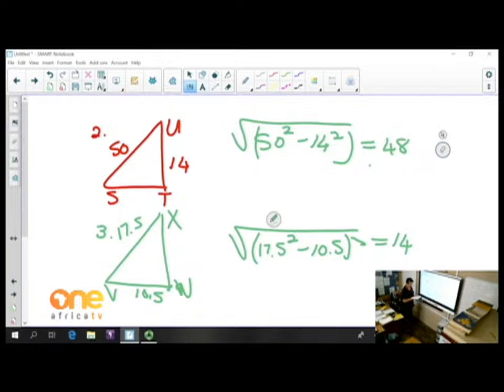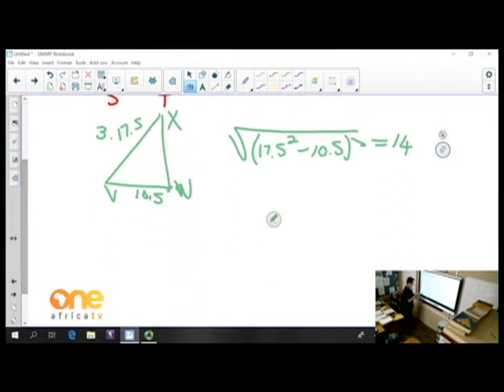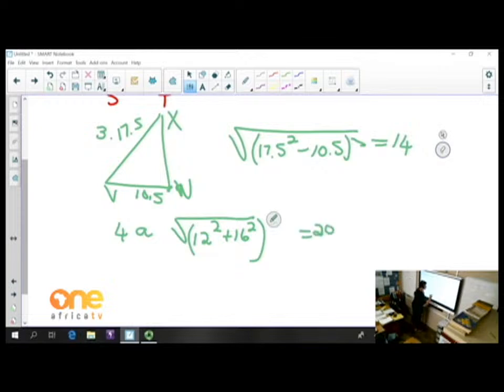Good. Now you will see number 4 is a mixed exercise where we're going to find those. And the question is, do you add or subtract? So question 4a, what will I do? Add. So this one is then 12 squared plus 16 squared. So on our calculators, square root brackets, 12 squared plus 16 squared, close, is equal to, and this one's answer, x, is 20.